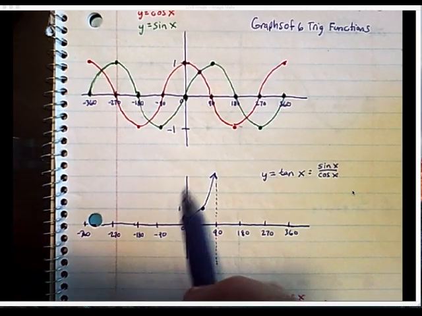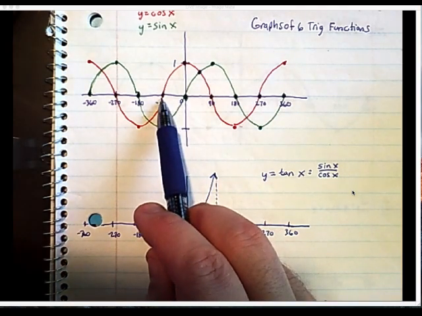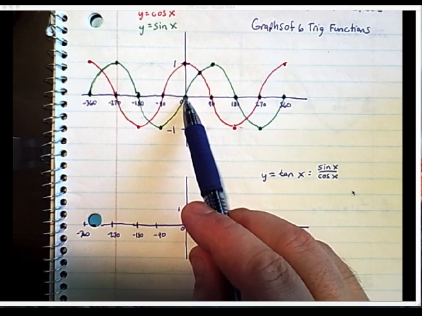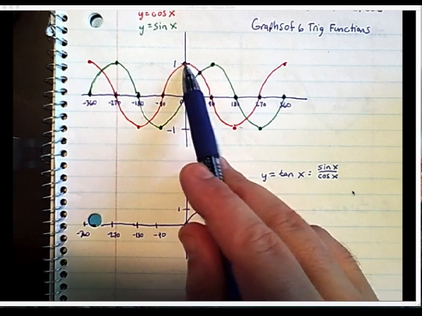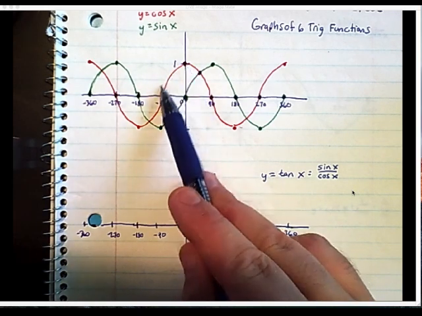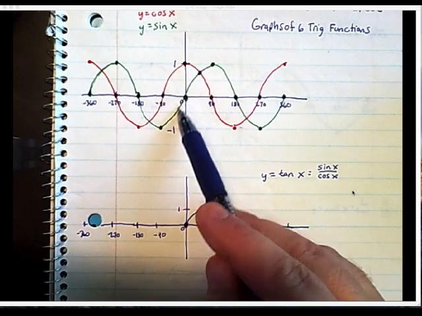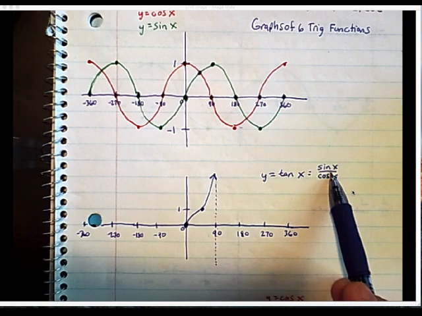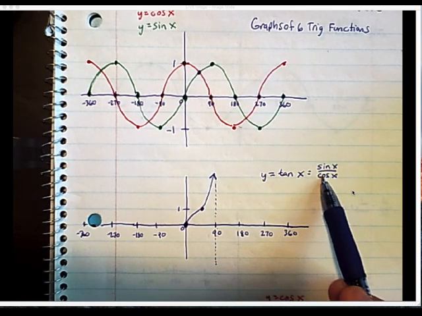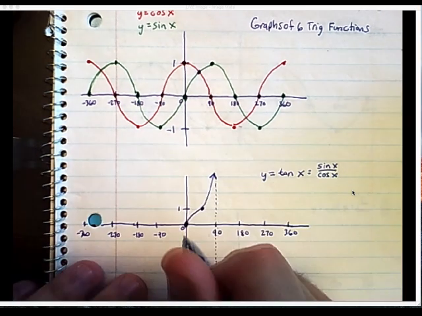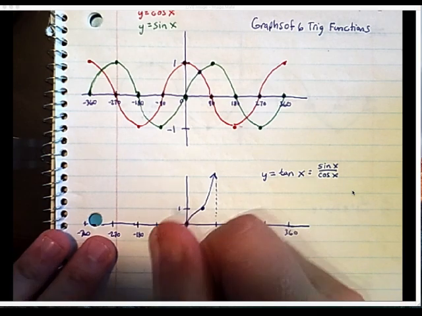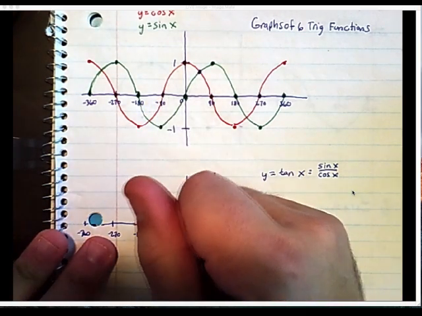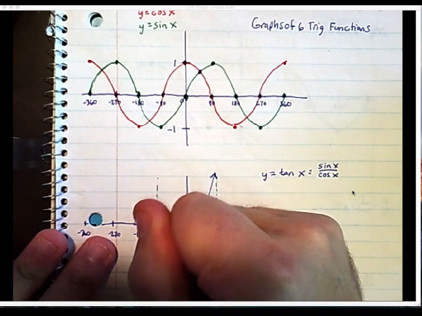Now what about between 0 and negative 90? Between 0 and negative 90, all the cosine values are positive, but all the sine values are negative. So we would be getting negatives over positives, which would make it negative. So what's going to happen down here is, and again at negative 90, the cosine is 0 again, so it's going to create another vertical asymptote.